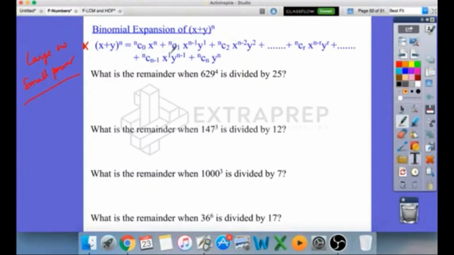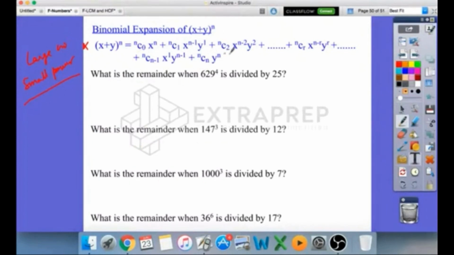Last, nCn x power 0 y power n. If you observe carefully, in the first term y is 0 and x is n. In the second term y is 1 and x is n minus 1. So as it goes on, x keeps on decreasing. Last but one term you have x power 1 and the last term x power 0. X is not there at all. And y keeps on increasing, and in the last one you have y power n.